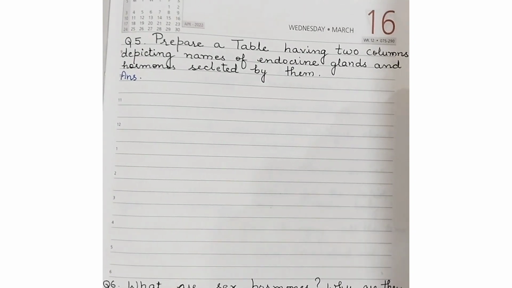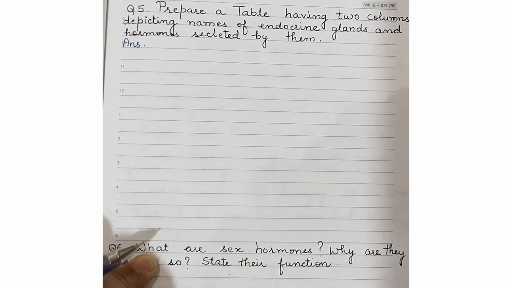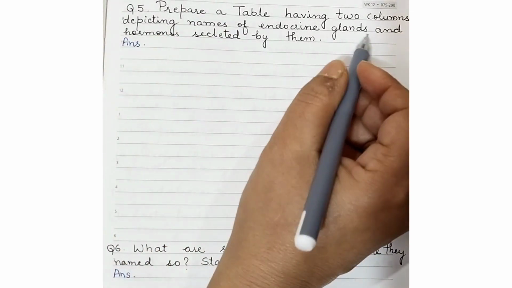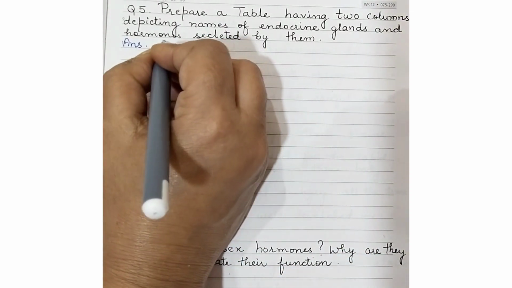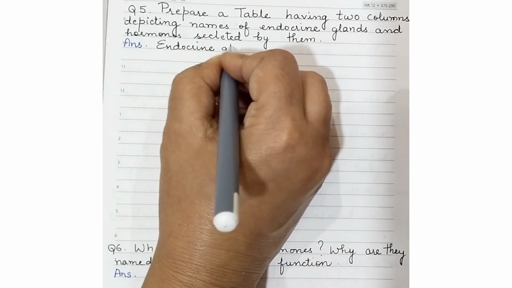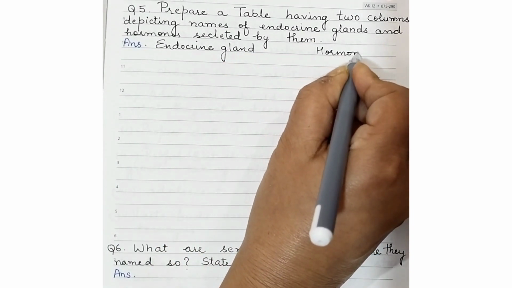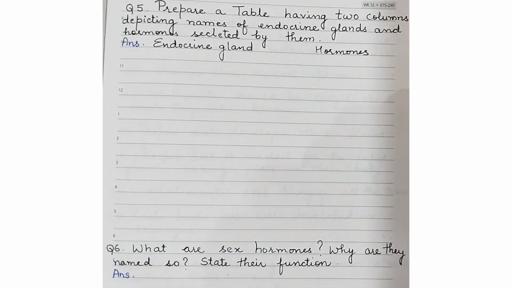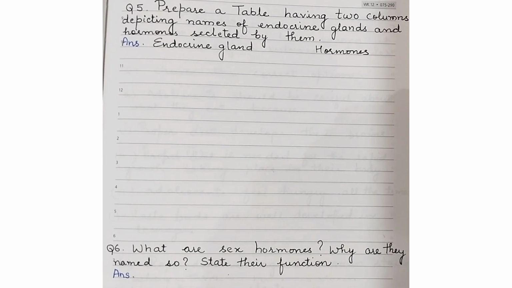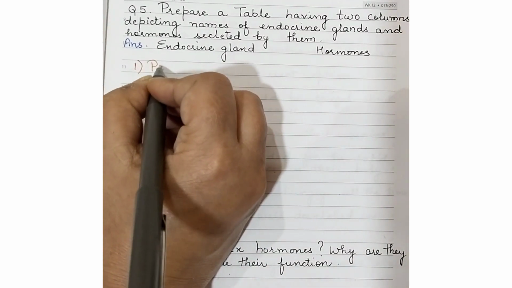Now, next question. Question number 5. Prepare a table having two columns depicting names of endocrine glands and hormones secreted by them. Now, on one side write down endocrine gland, and on the other side write down hormones. Now, you can easily do this by making a table.